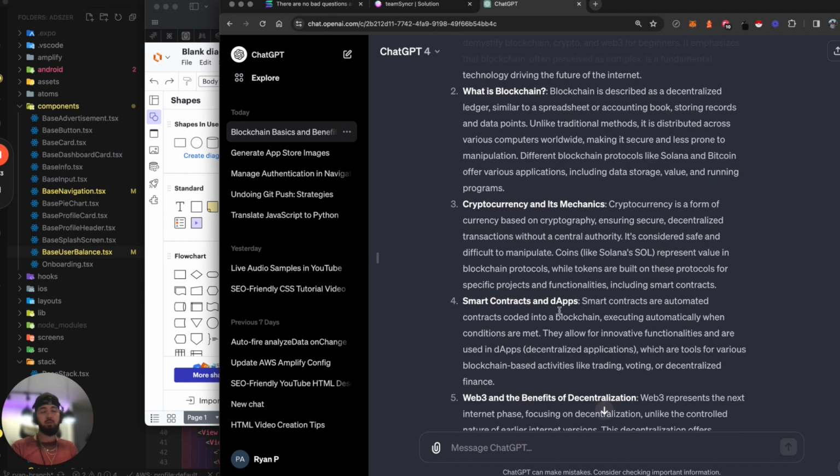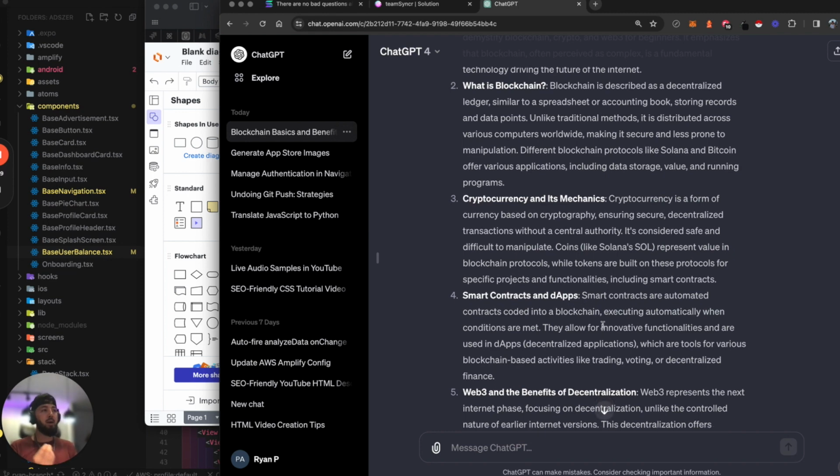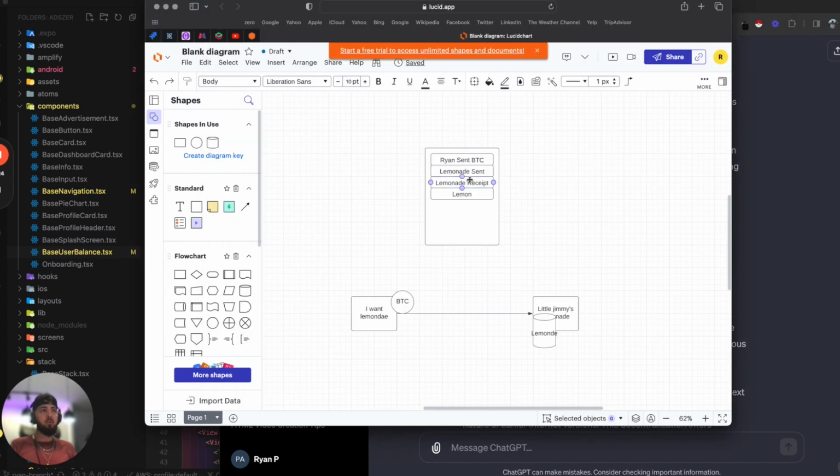Smart contracts and dApps, what are those? Smart contracts are automated contracts coded into a blockchain, executing automatically when conditions are met. So that was kind of what I was talking about over here. Maybe this would also be appropriate to say, here's a little contract, right? Which is saying we need this Bitcoin and this Lemonade before we do anything. Like the atomic function, it's that all or none thing that I was saying.